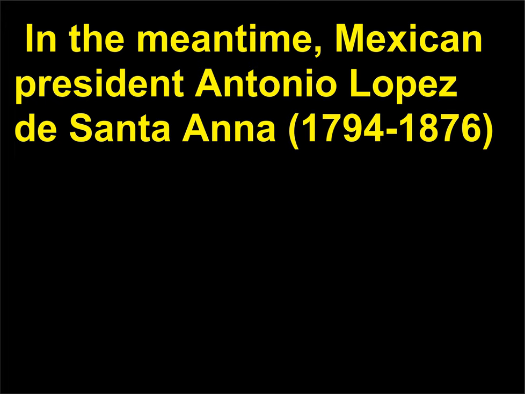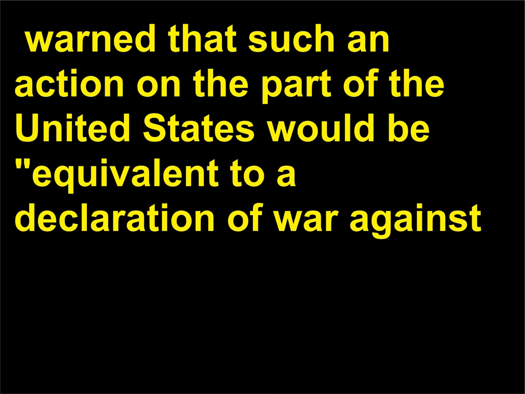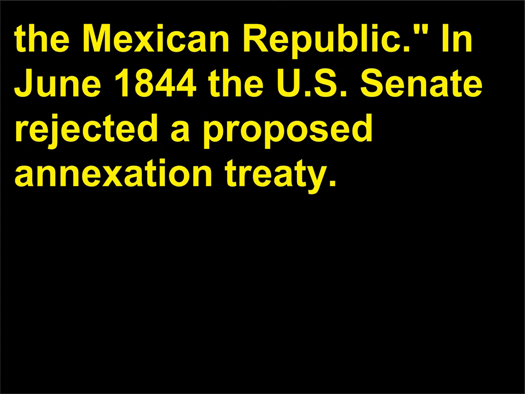In the meantime, Mexican President Antonio López de Santa Anna, 1794-1876, warned that such an action on the part of the United States would be equivalent to a declaration of war against the Mexican Republic. In June 1844, the U.S. Senate rejected a proposed annexation treaty.